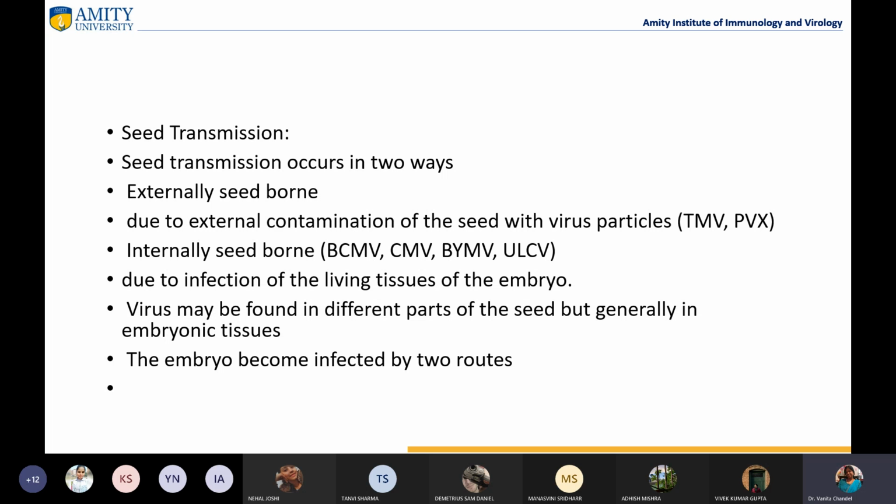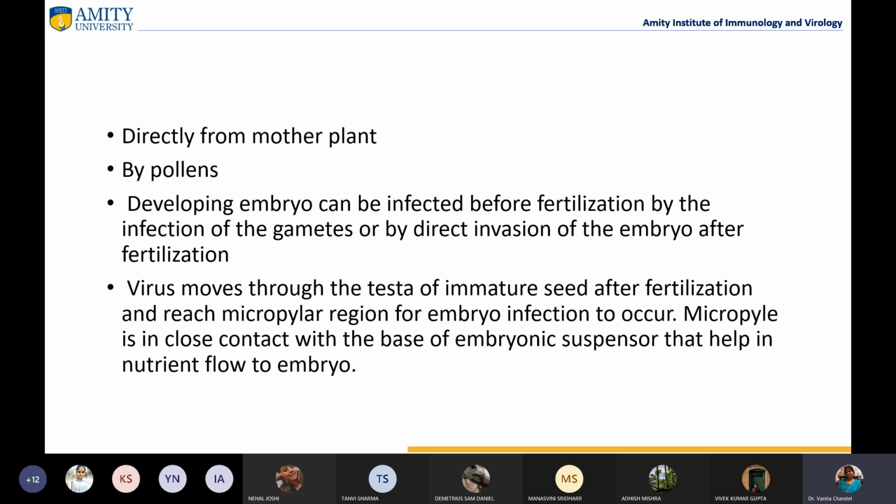Then seed transmission can occur in two ways: externally seed borne, due to external contamination of the seed by particles, and internally seed borne, where the virus is inside the seed due to infection of the living tissues of the embryo. The virus may be found in different parts of the seed, but generally in the embryonic tissue. So they become infected directly from the mother plant or by pollen.